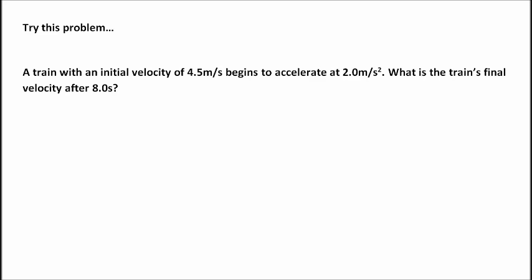It says a train with an initial velocity of 4.5 meters per second begins to accelerate at 2.0 meters per second squared. What is the train's final velocity after 8.0 seconds? So what I'd like you to do is pause the video, answer the question, then turn the video back on, and we'll go over this problem together. So go ahead and pause the video now.